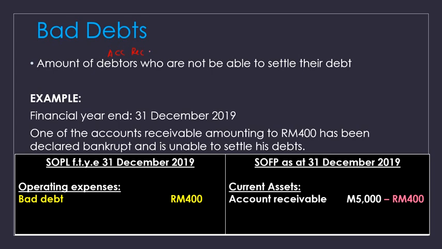So financial year end kita still sama, 31st December 2019. So one of the accounts receivable amounting to 400 ringgit has been declared bankrupt and is unable to settle his debt. You nampak macam tu, declare bankrupt, unable to settle his debt, maksudnya it's referring kepada you punya bad debt.